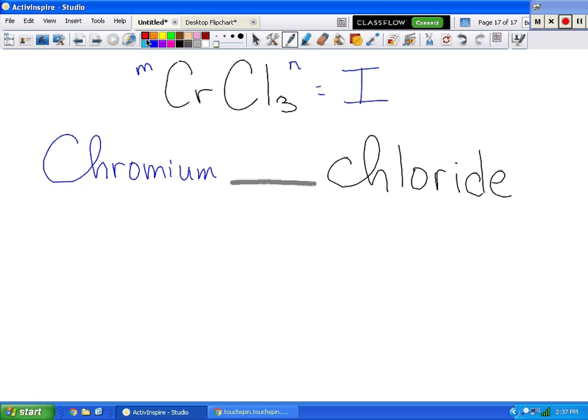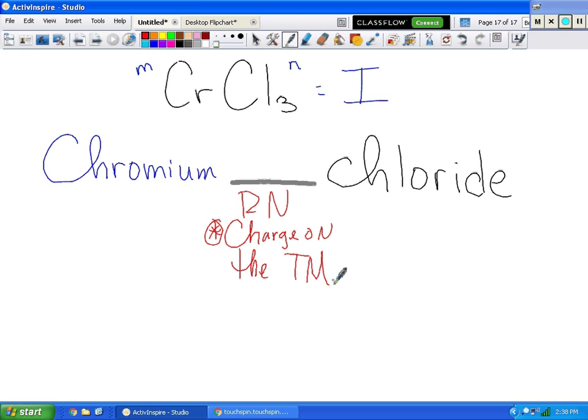So here is where we have to figure this out. This is the location for the Roman numeral. And I'm begging you now to know this. What does the Roman numeral actually represent? Very good. It's the charge on the TM. The Roman numeral is the charge on the transition metal. Well, here's the deal. Charges come with positives and negatives, correct? I see no positives or negatives up there. So here's the process that we determine it. It's called reverse crisscross.